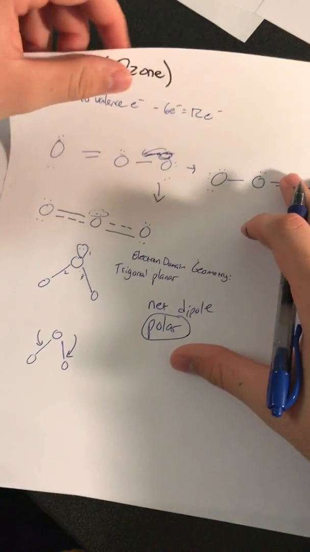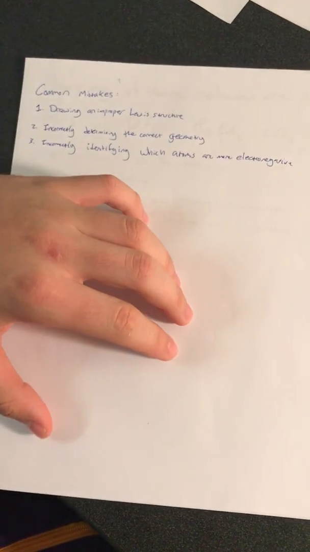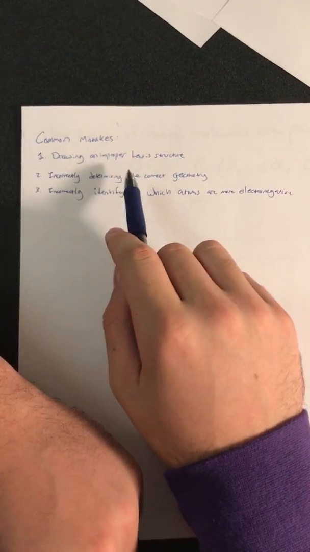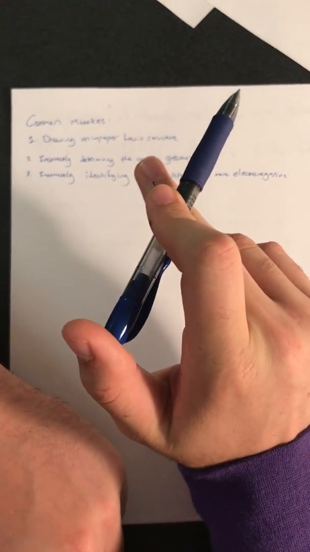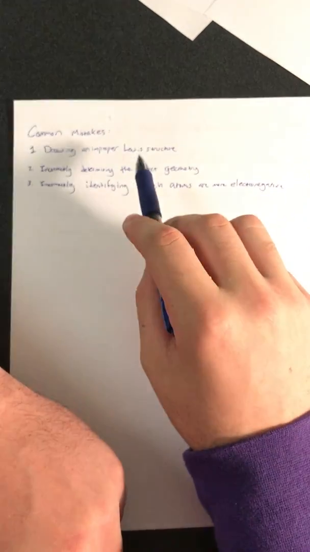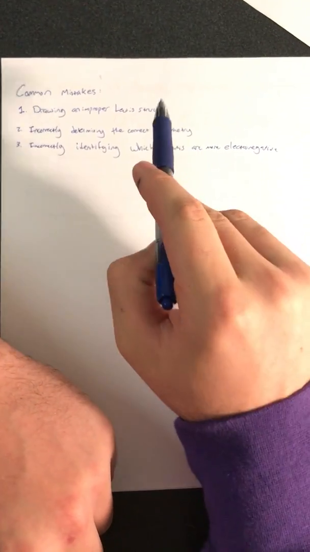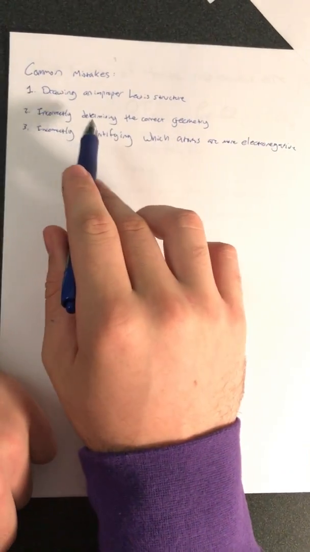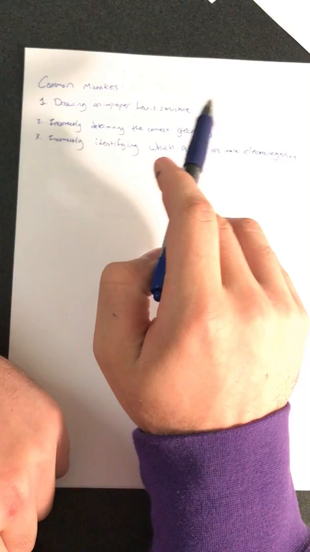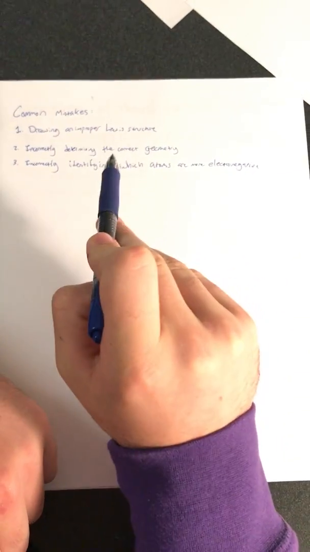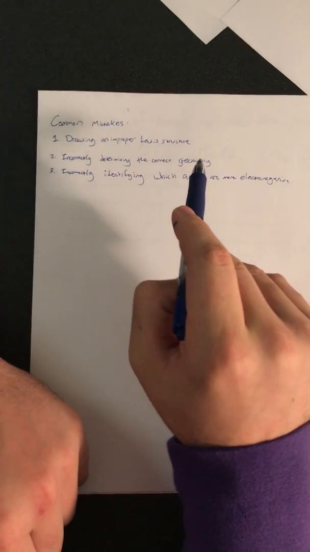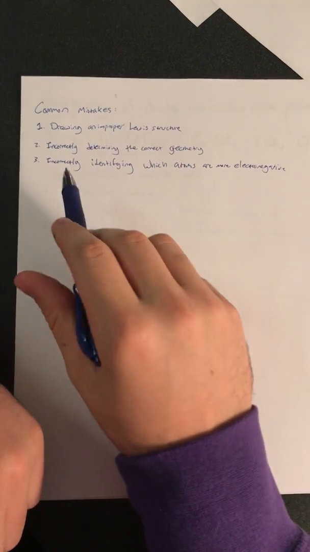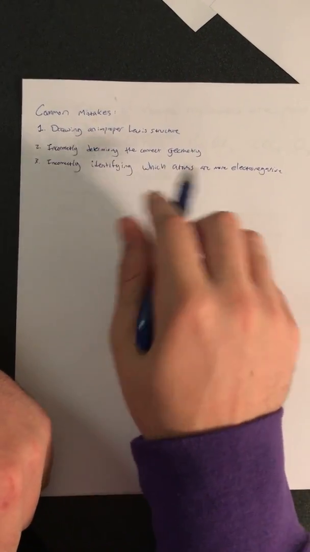So before we recover the final answer, just some common mistakes while working out these problems. The first would be drawing an improper Lewis structure, and that could result from miscalculating the number of valence electrons or not recognizing resonance. Another big common mistake is incorrectly determining the correct geometry. This could result from miscounting the number of domains or not realizing the molecular geometry. And then the third would be incorrectly identifying which atom's more electronegative.